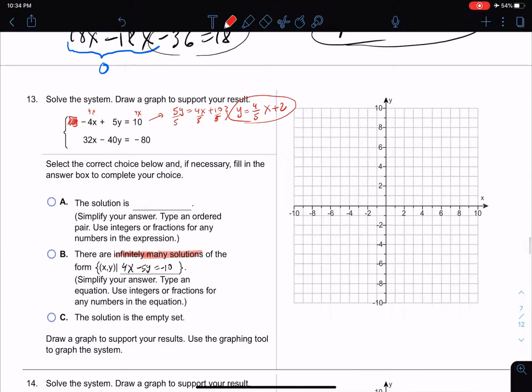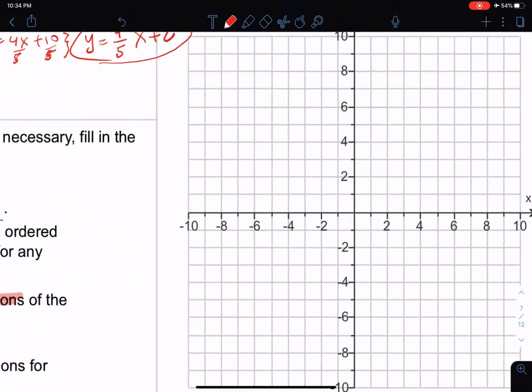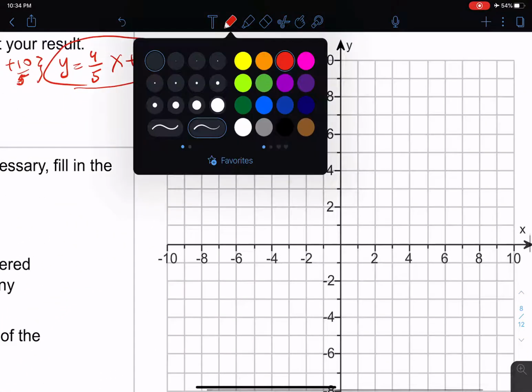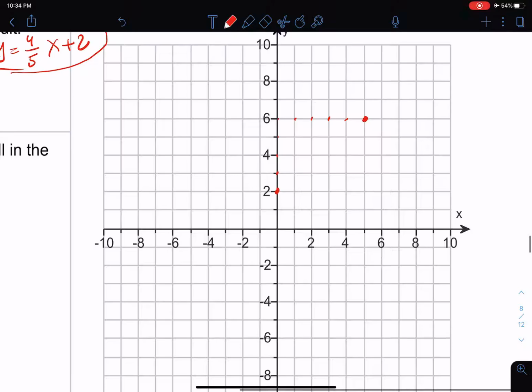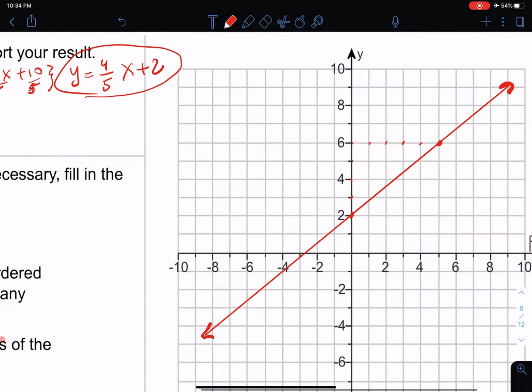So I graph my first equation, let me zoom in here this way, which says 2 is my y-intercept, goes there. And then it says I go up 4, 1, 2, 3, 4, right, and over 5, 1, 2, 3, 4, 5. Hopefully I'll snap the line this time. We go this way. And there's my nice perfect graph of y equals 4/5 x plus 2.